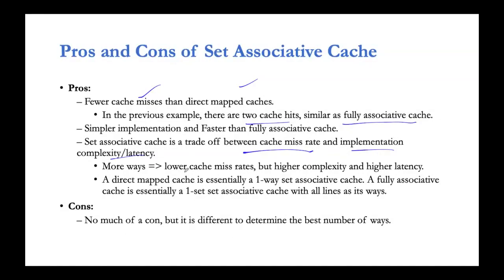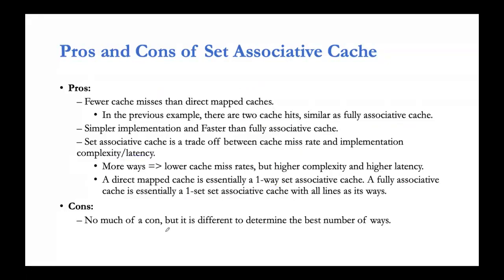So this set associative cache is a trade-off between the cache miss rate and the implementation complexity and latency. More ways means lower cache miss rates, fewer ways means higher cache miss rates, but there is higher complexity and higher latency. A direct mapped cache is essentially a one-way set associative cache, and a fully associative cache is essentially a one-set associative cache with all lines in that form.